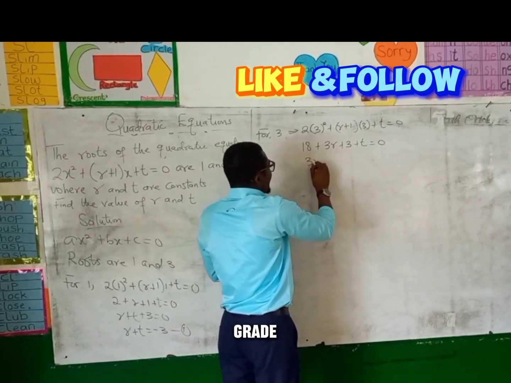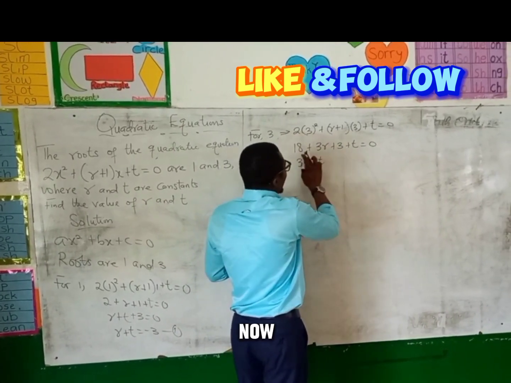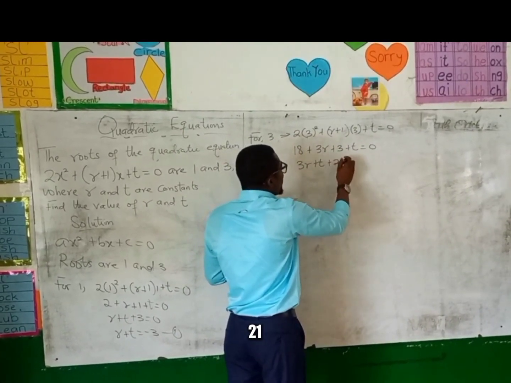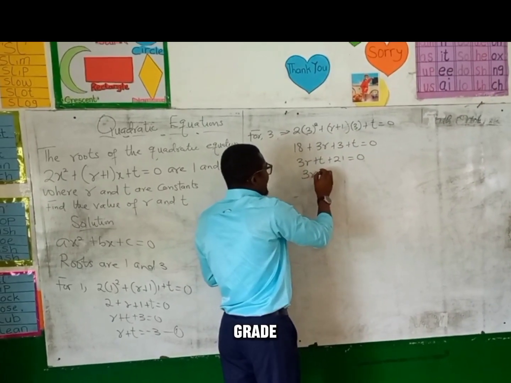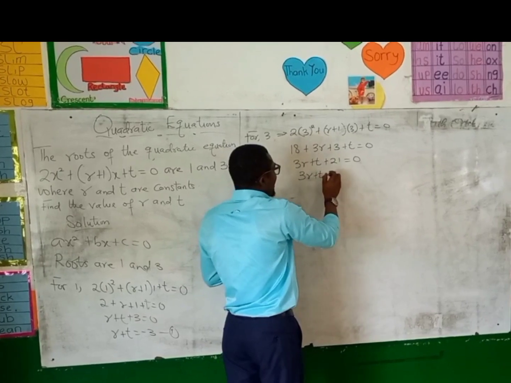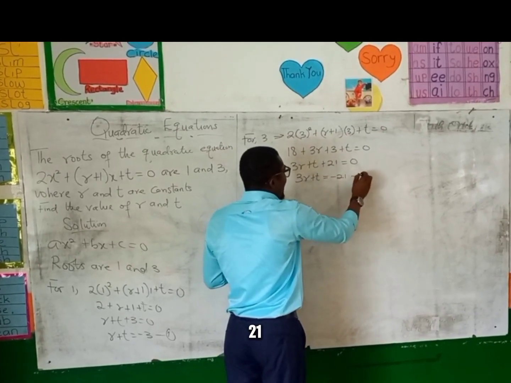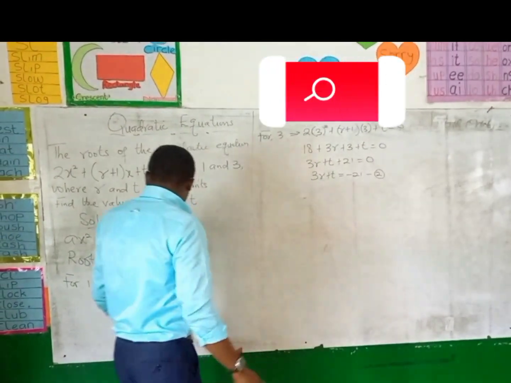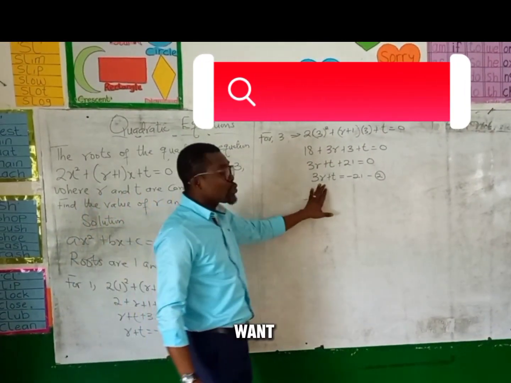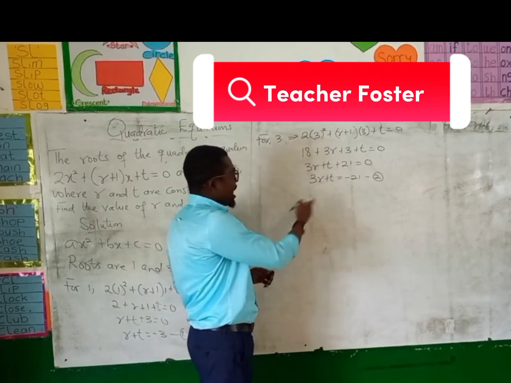So I'll have 3r plus t. Now 18 plus 3 gives 21, and that should be equal to 0. If I simplify this, 3r plus t will be equal to negative 21. I'll call this my equation 2. So clearly I'm getting a simultaneous equation, and I want to solve to find the constants r and t.